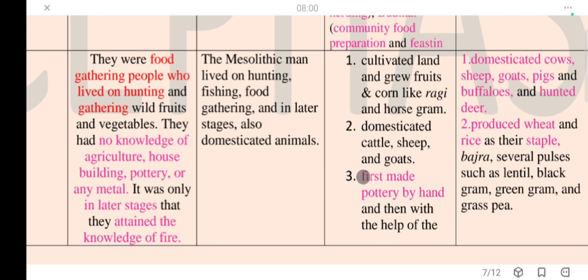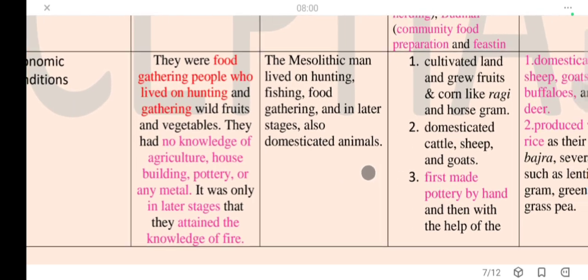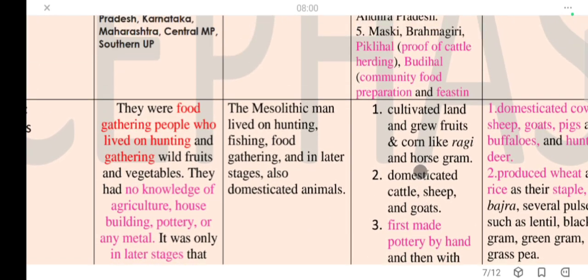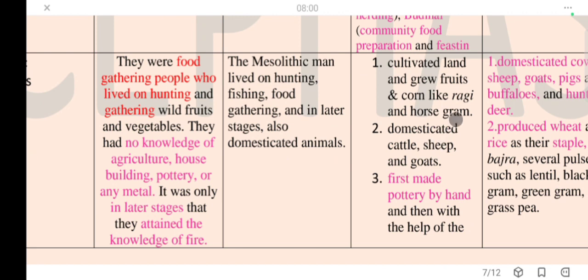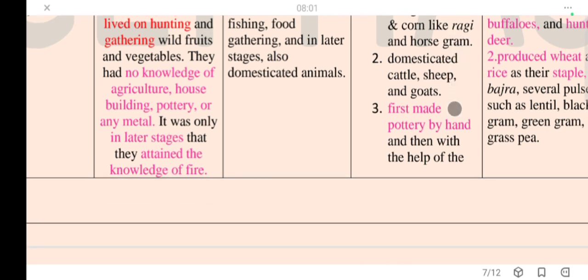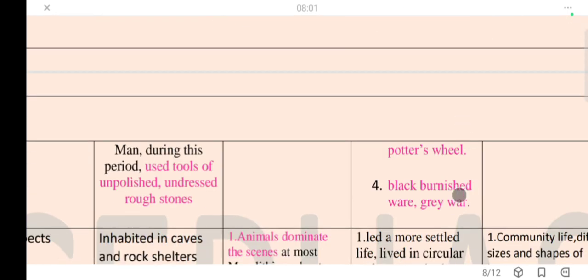Next. If you talk about the Neolithic, they cultivated land. Very, very important. In the Neolithic age, they cultivated land and grew crops like ragi, horse gram, and everything. They domesticated cattle, sheep, and goats. They first made pottery by hand and then with the help of the pottery wheel. Black burnished ware and grey ware can also be seen in this period.